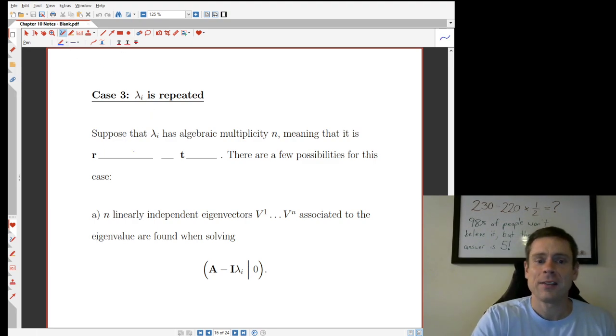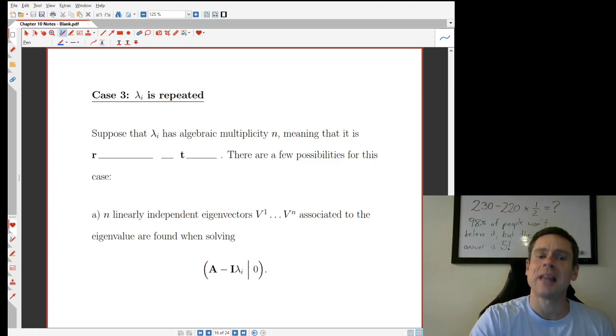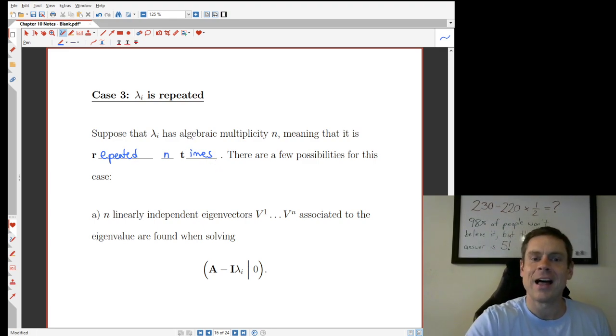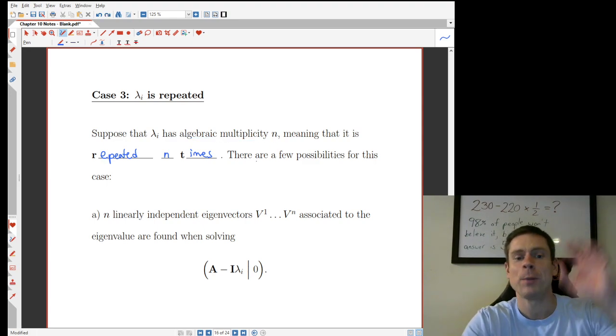So let's see. We are going to suppose for this that when we're going to find our eigenvalues, when solving a system of equations, linear, homogeneous, etc., suppose that the lambda is repeated n times when you solve the characteristic equation. We say that in fancy mathy terms, algebraic multiplicity is n. In this case, we have a few possibilities.